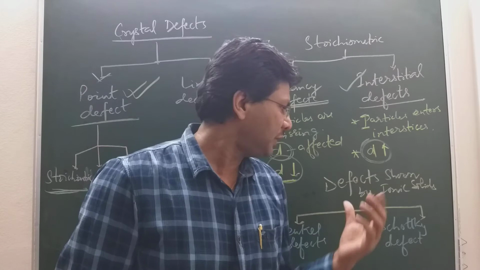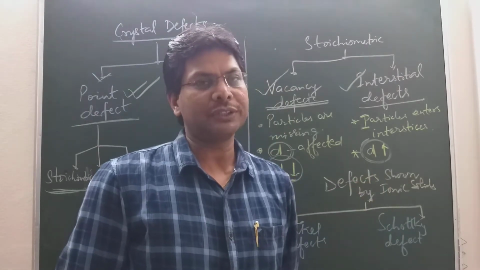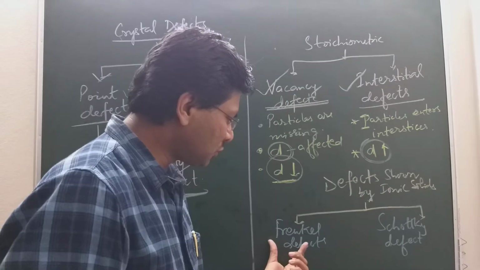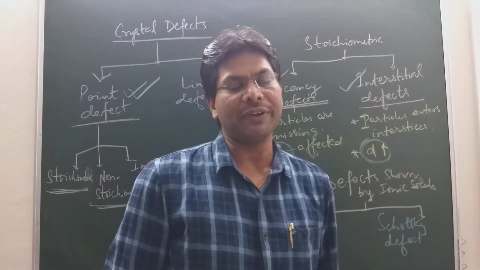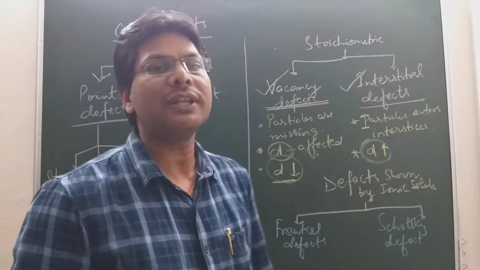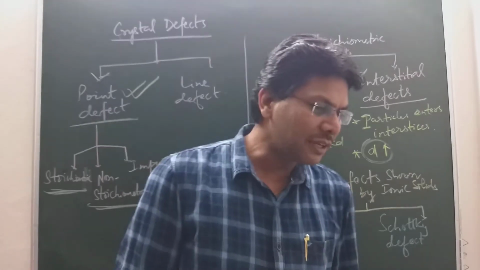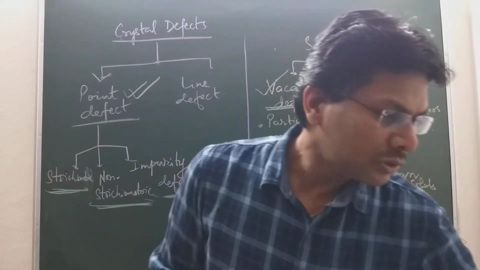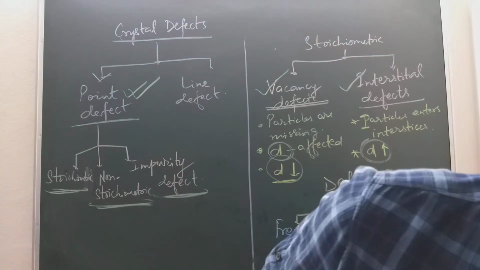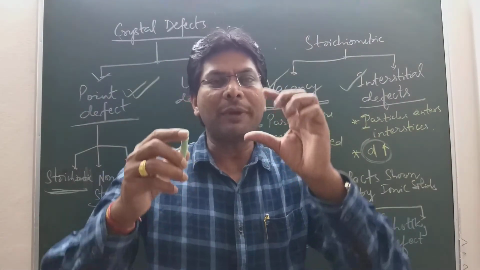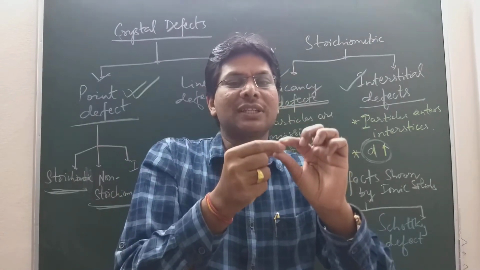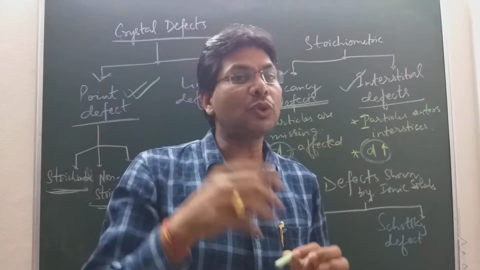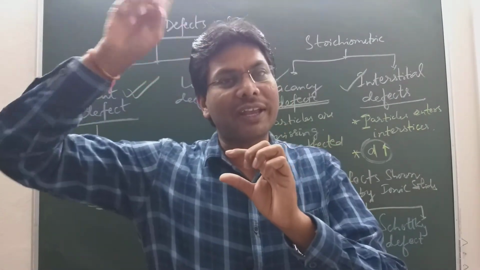Now we want to see what defects are shown by ionic solids. Ionic solids basically show two types of defect. One is called the Frenkel defect, another is called the Schottky defect. Frenkel defect is also called dislocation defect. What happens in Frenkel defect? Suppose an ionic solid is there. From the lattice site, the cation moves to the interstices. So at the lattice site, a vacancy is created.